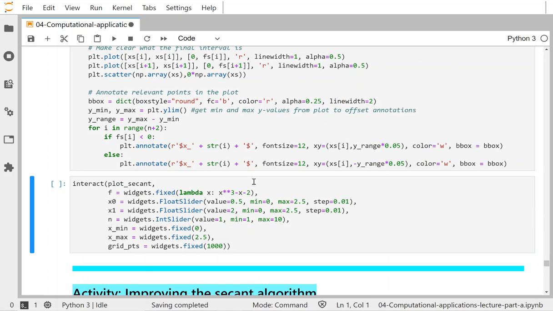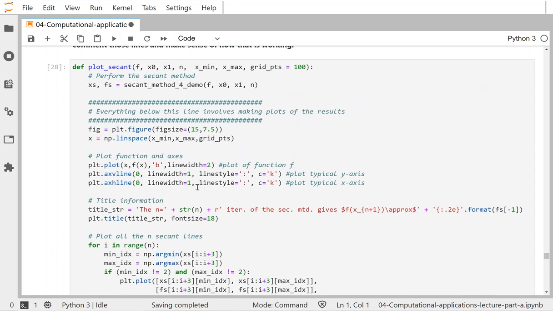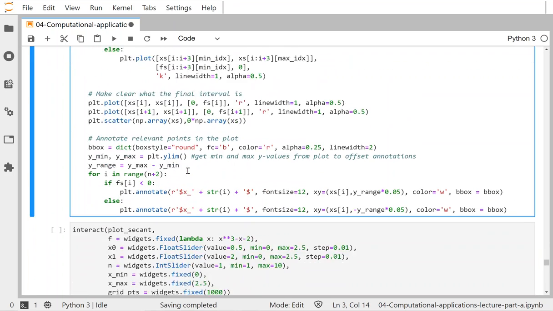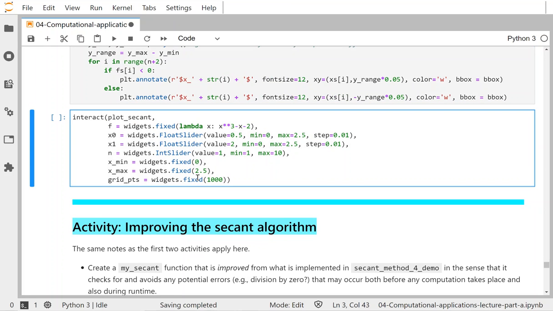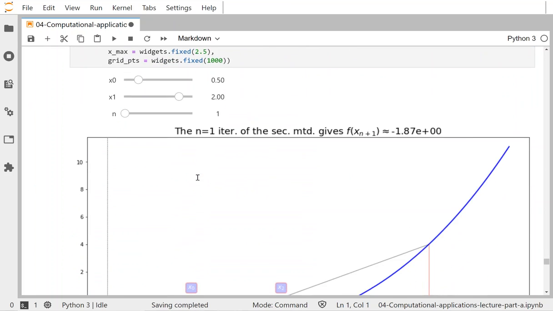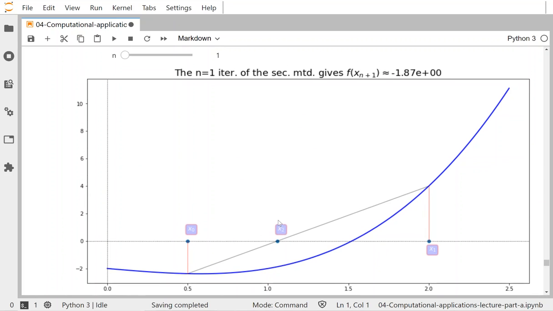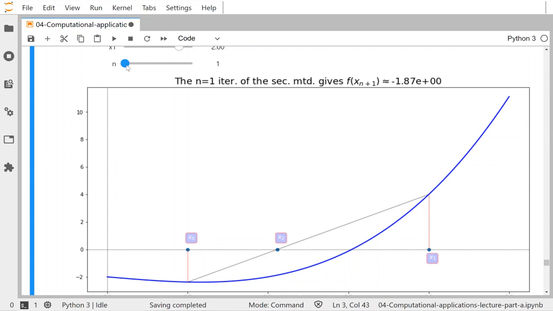So I'll go ahead and run this code, and it's just a lot of plotting. This is all plotting down here. This is the only thing where I'm running that secant method. Again, here's that function. I'm going to go ahead and run it, and you see what's going on. I form this line. Here's x0, here's x1, here's x2. Now look what happens when I go to n equals 2.